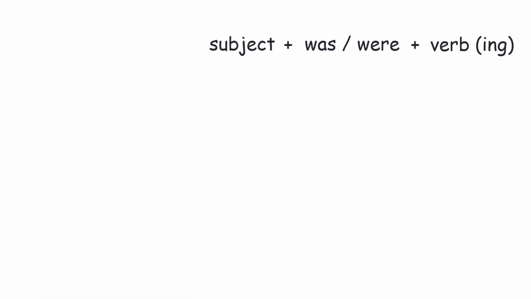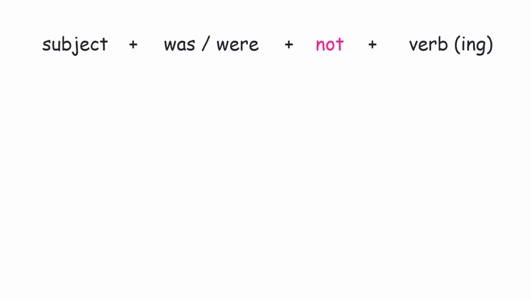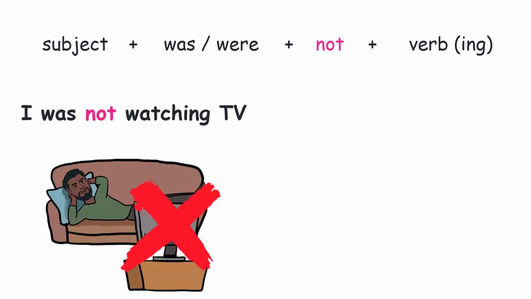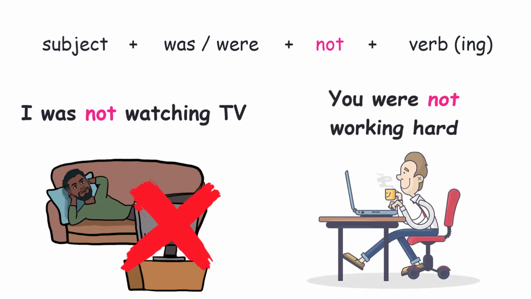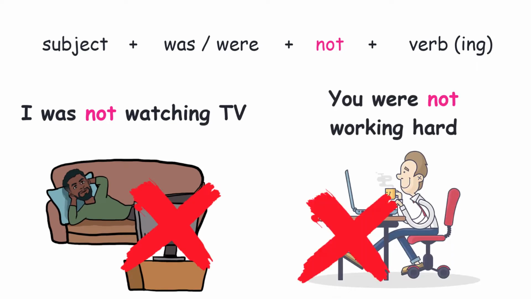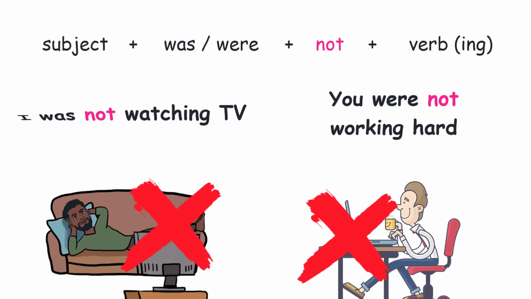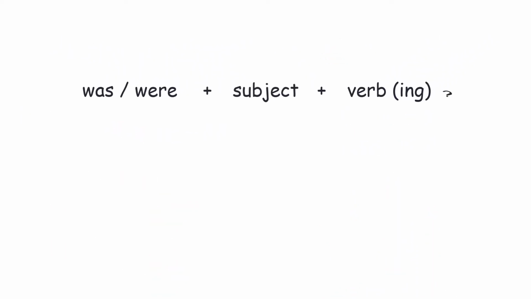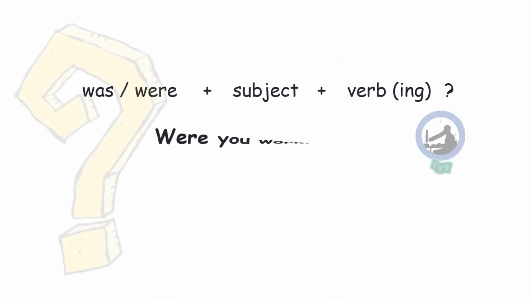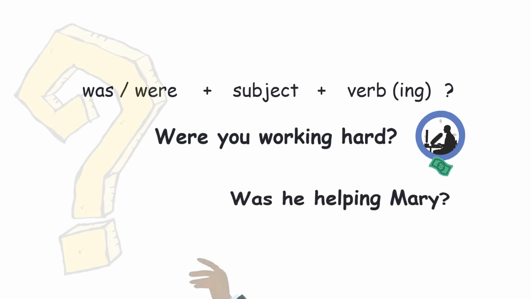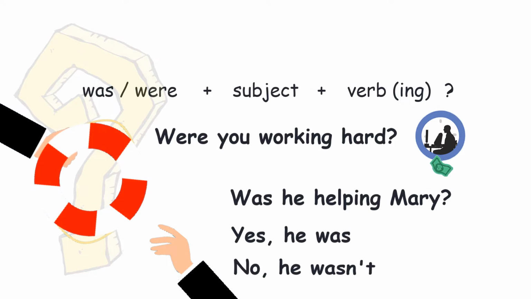For negative sentences, we insert not between the auxiliary verb and the main verb. I was not watching TV. You were not working hard. And also for question sentences, we exchange the subject and the auxiliary verb. Were you working hard? Was he helping Mary? Yes, he was. No, he wasn't.